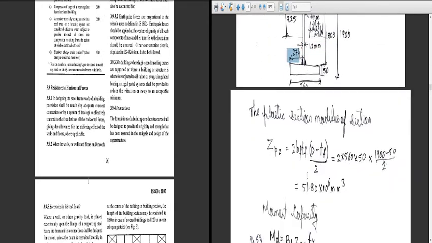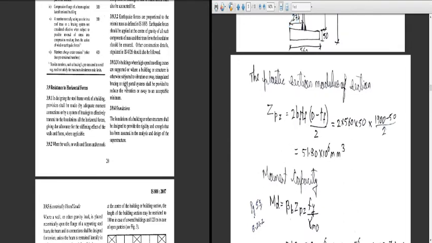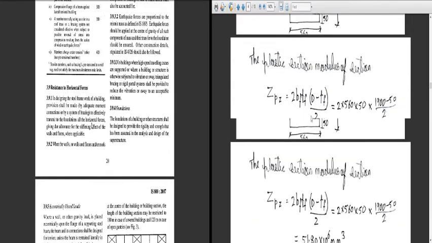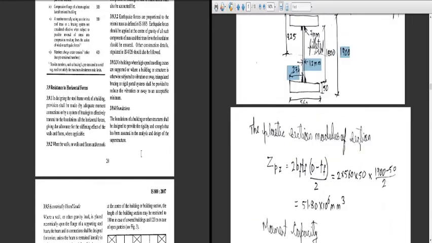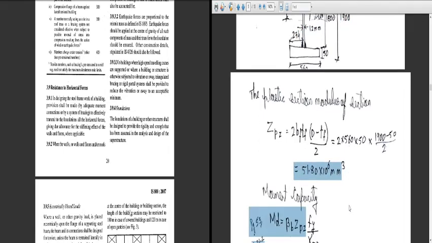Okay, so let us find the plastic section modulus of the section, which is given by Zpz equal to 2 bf tf into (D minus tf) divided by 2. Here capital D is the total depth. So 2 into 560 into 50, now D is the total depth, that is 1900, so (1900 minus 50) divided by 2. So Zpz is working out to be 51.80 into 10 raised to 6 mm cube.